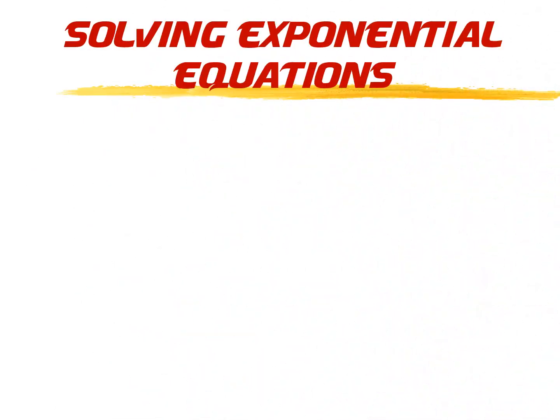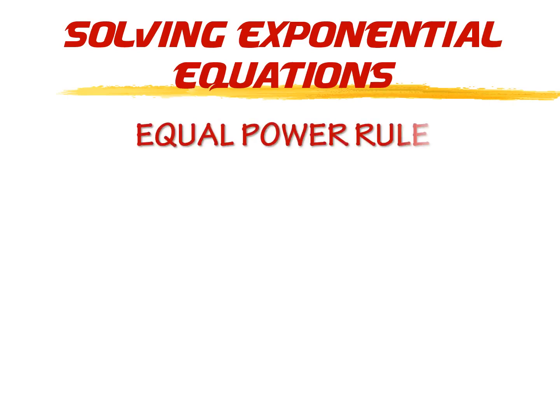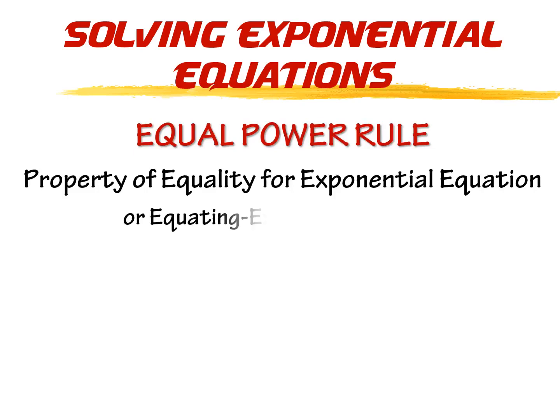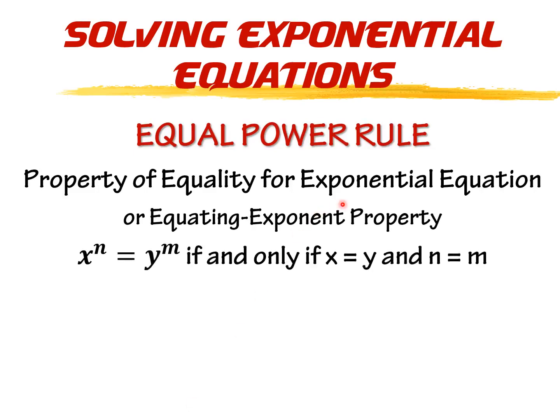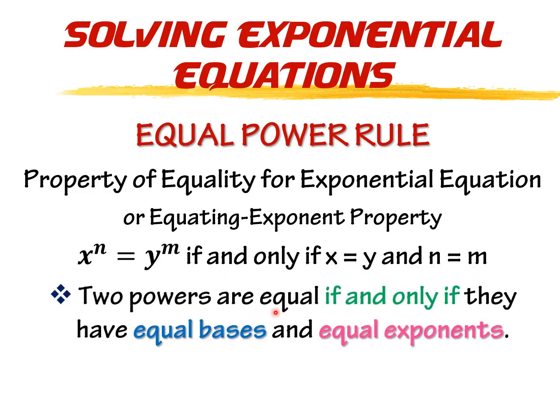Now, to solve exponential equations, aside from the laws of exponents, we will also apply the rule of the equal power. We also call this one the property of equality for exponential equations, or the equating exponent property. In notation, we have x raised to n is equal to y raised to m if and only if x is equal to y and n is equal to m. So in words, two powers are equal if and only if they have equal bases and equal exponents.